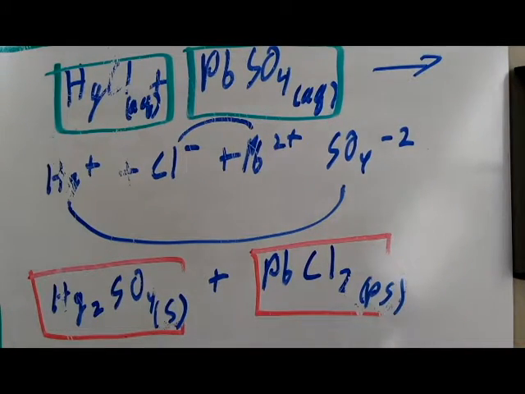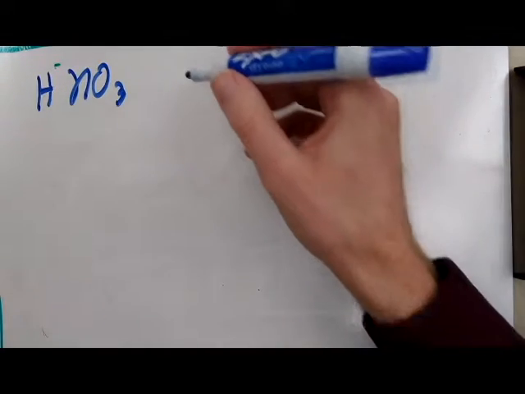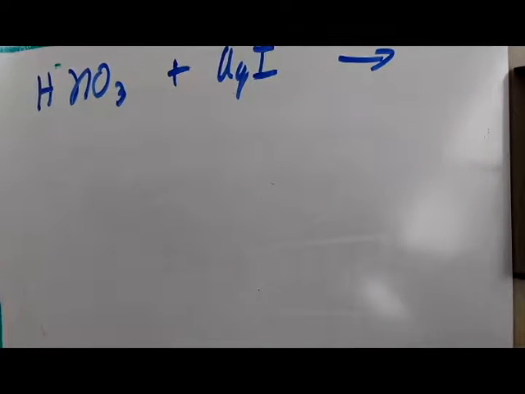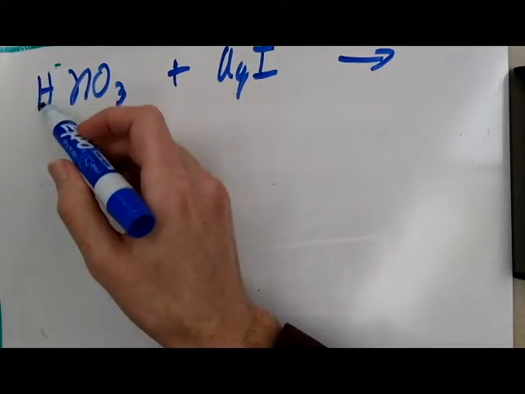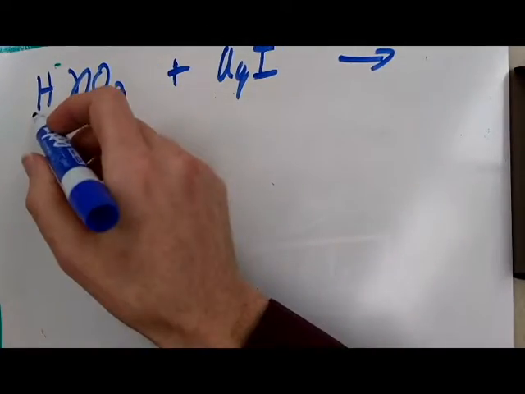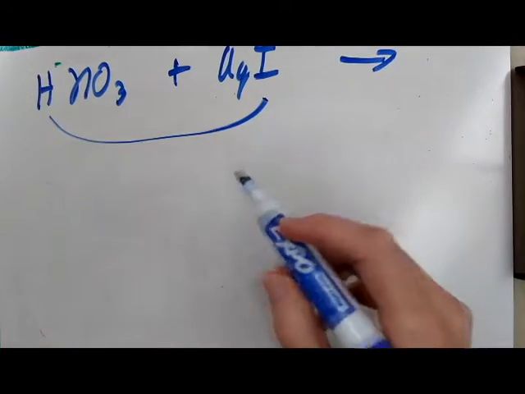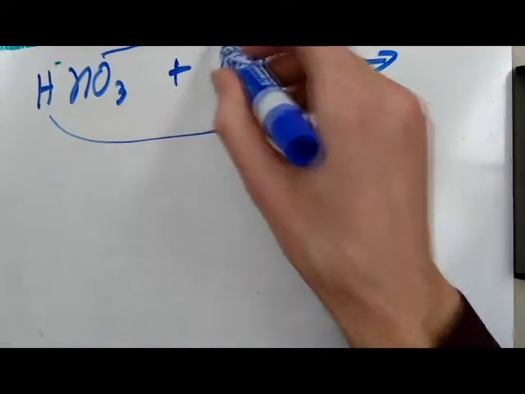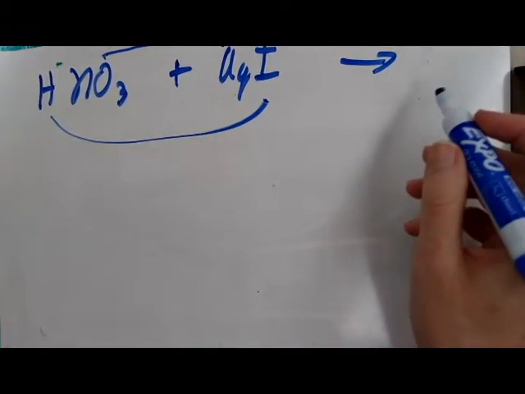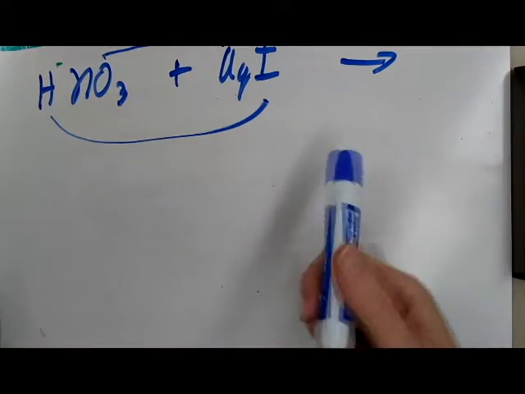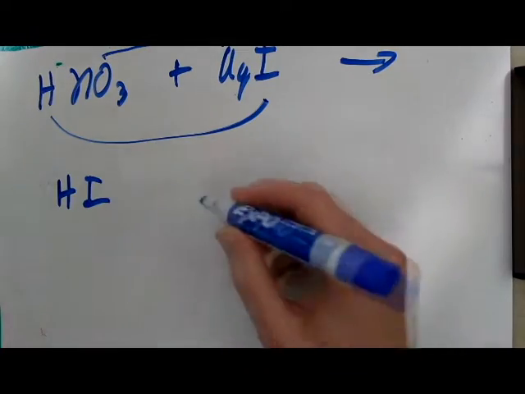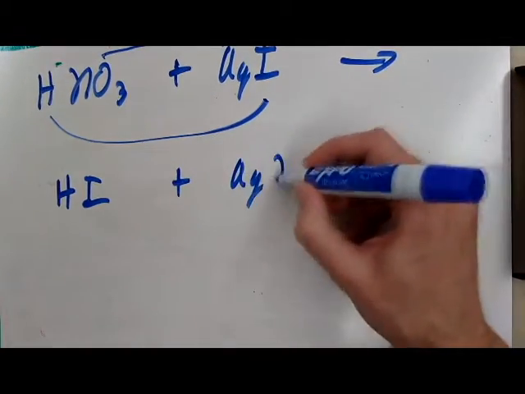So let's try another one. This time we have hydrogen nitrate reacting with silver iodide. Again, when we look at this, we're going to put a cation with a different anion than it had before. So our hydrogen is going to go with the iodide, and our anion is going to go with the opposite cation. So our nitrate is going to go with the silver. So our products, and we can write them in either order, it doesn't matter which one you put first, we have hydrogen iodide and silver nitrate.